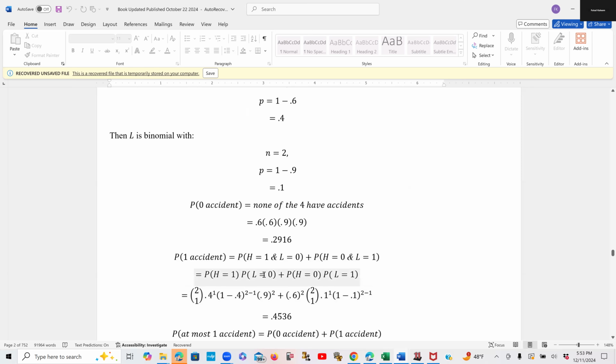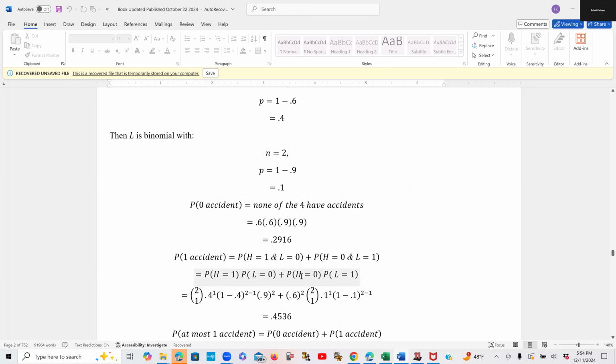And then L equals 0 means that we just have 0.9 times 0.9 because remember we're talking about 2 high risk people and 2 low risk people. So among the 2 high risk people, we want one accident, which is this binomial formula part. And then among the 2 low risk people, if it's 0 accidents, then it means both of them have no accident, so 0.9 times 0.9. That was the no accident probability of low risk.